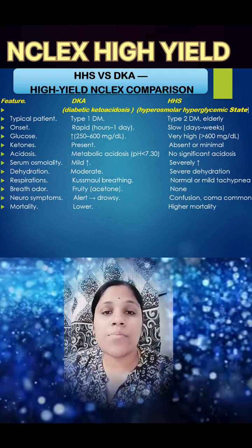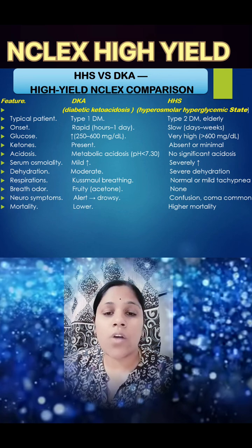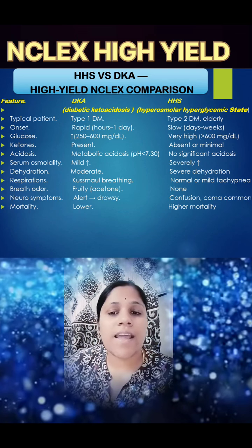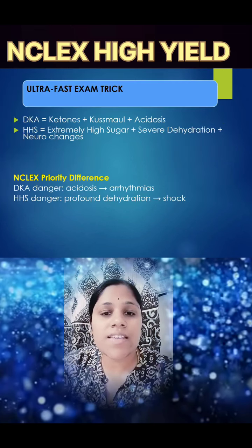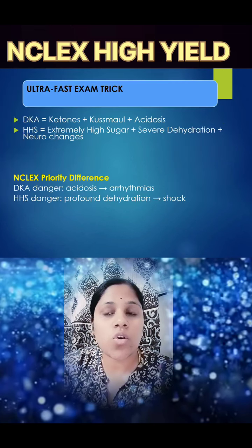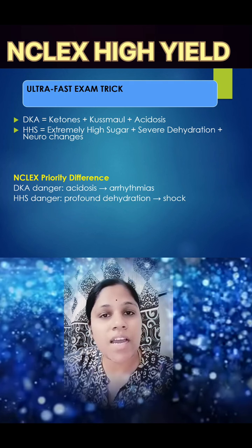So these are the main important points which we are going to see in these types of patients and how to differentiate the symptoms. Next, we can see the important tricks. In case of DKA, we can see ketones, Kussmaul respiration and acidosis. These are present. In HHS, it is extremely high sugar, severe dehydration and neuro changes.